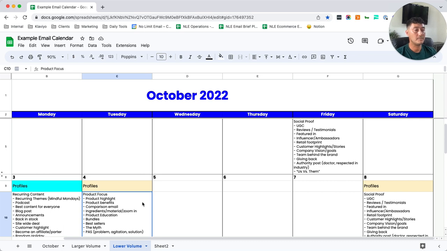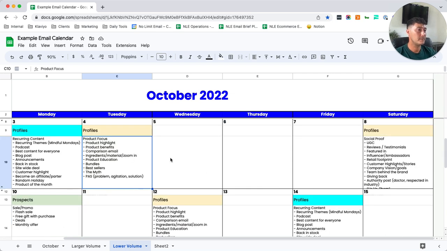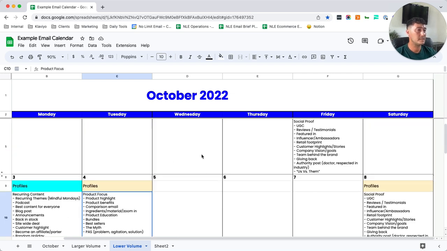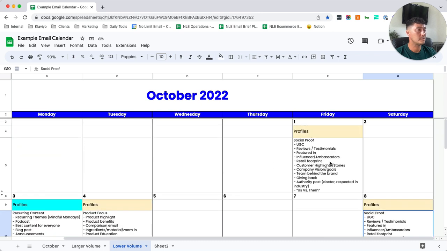I see this all the time. Your margins are getting ripped away. You're teaching people to be discount buyers. You're devaluing the brand. So yeah, try to stay away from that. There will be spots for that, but it's not in these four, the ones that are every 4 days. So social proof, product focus, social proof, product focus.